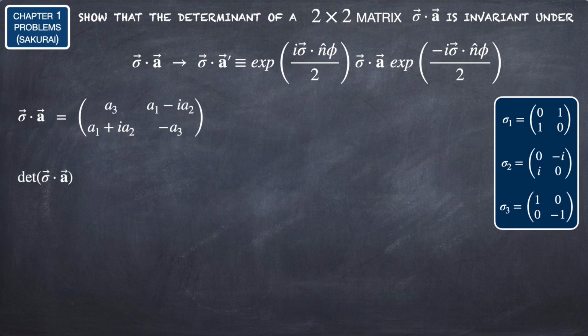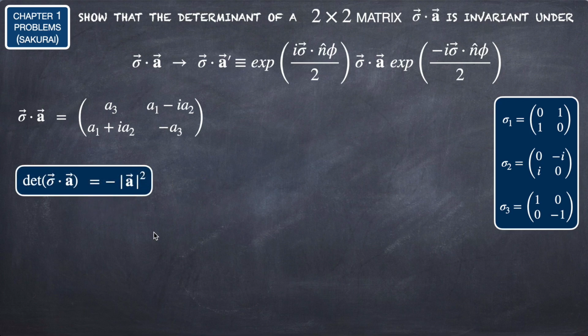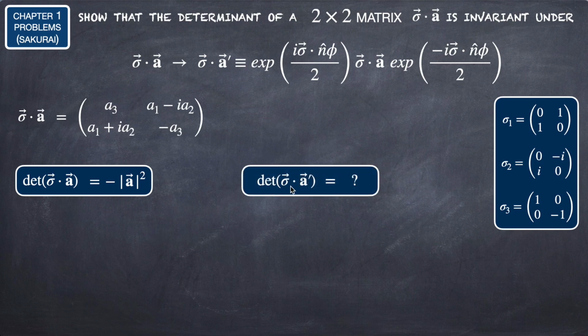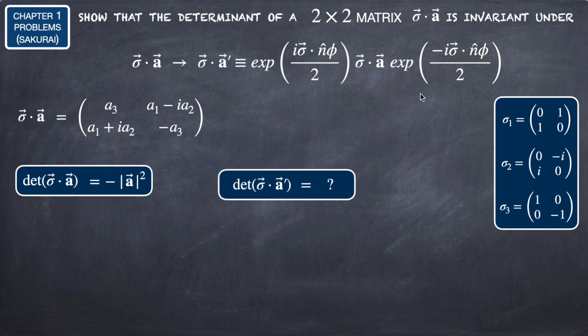And then it's easy to calculate its determinant. The determinant of sigma·A is going to be minus A3 squared minus the product between these two elements here: A1 squared, the cross terms will cancel out, and then you have minus i multiplied by i, which is plus A2 squared. And then you get this result where the determinant is minus A squared. What about the determinant of sigma·A prime? If they are equal, then we know that the determinant is invariant under this transformation.